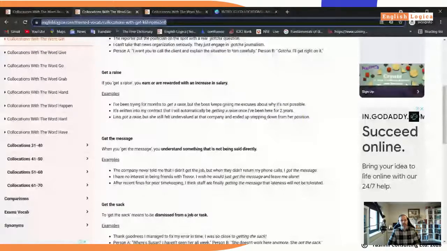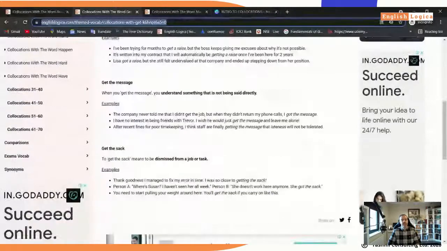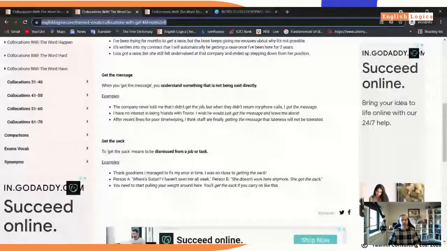Our next collocation with get is get the message. When you get the message, you understand something that is not being said directly. So something that's implied or is inferred in what's being said or what's happened. The company never told me that I didn't get the job, but when they didn't return my phone calls, I got the message.